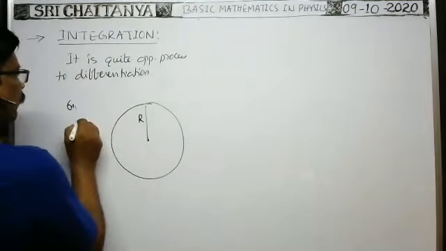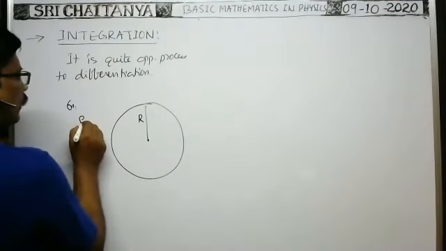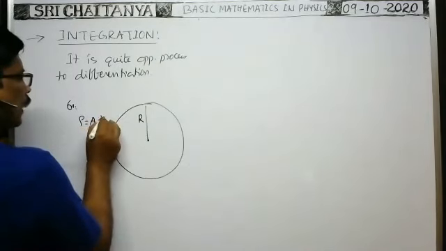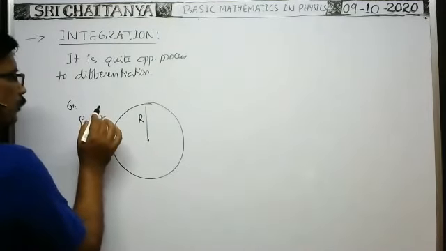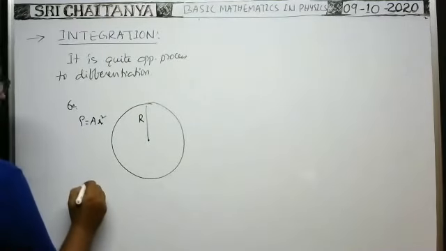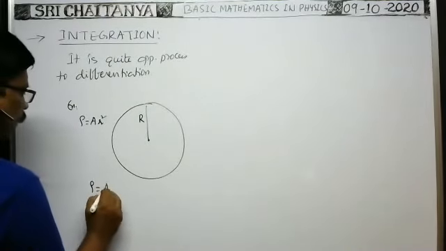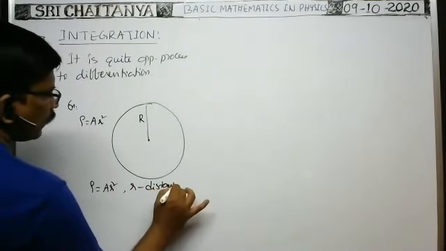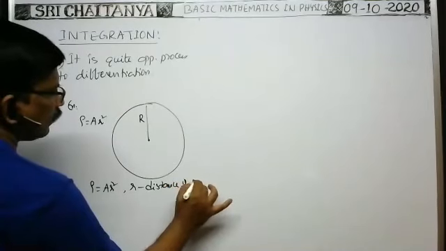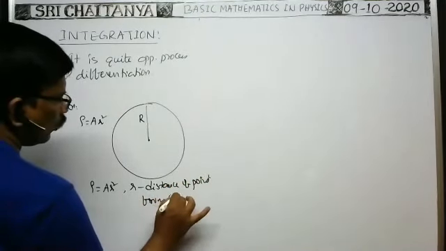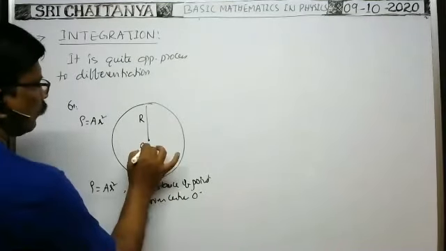The density of the sphere varies with the distance. Density means volume density. Volume density varies with the distance as A into small r square. Small r is the distance of the point from the center. Rho is equal to A r square, where small r is the distance of the point from the center O. Suppose this is O.